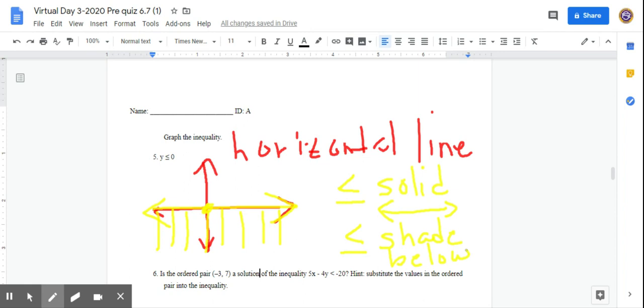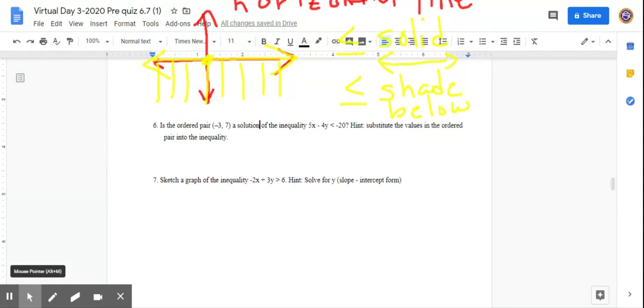I hope everybody's getting this now. All right. Number 6. Is the ordered pair a solution to that inequality? So I told you, substitute the values in the ordered pair into the inequality. All right? So that means x equals -3 and y equals 7. All right? So what does that mean?